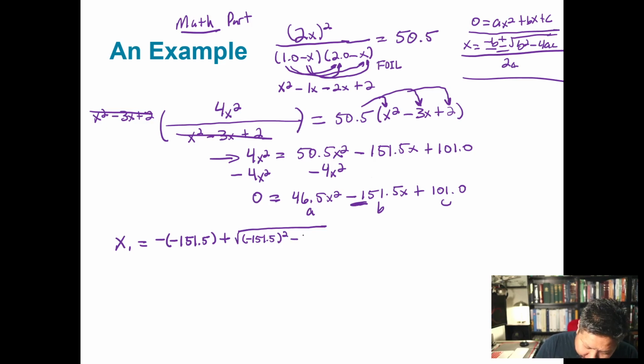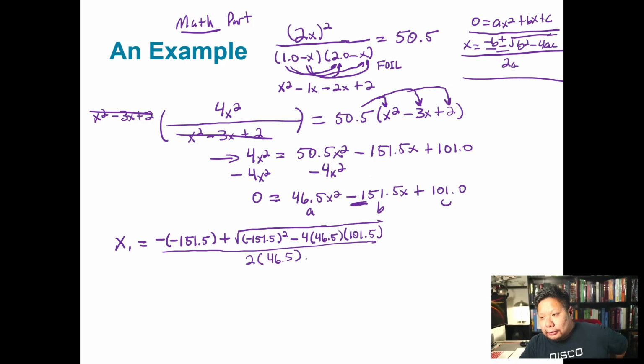4 minus 4 times 46.5 times 101.5. All this is divided by 2 times A, which is 46.5.